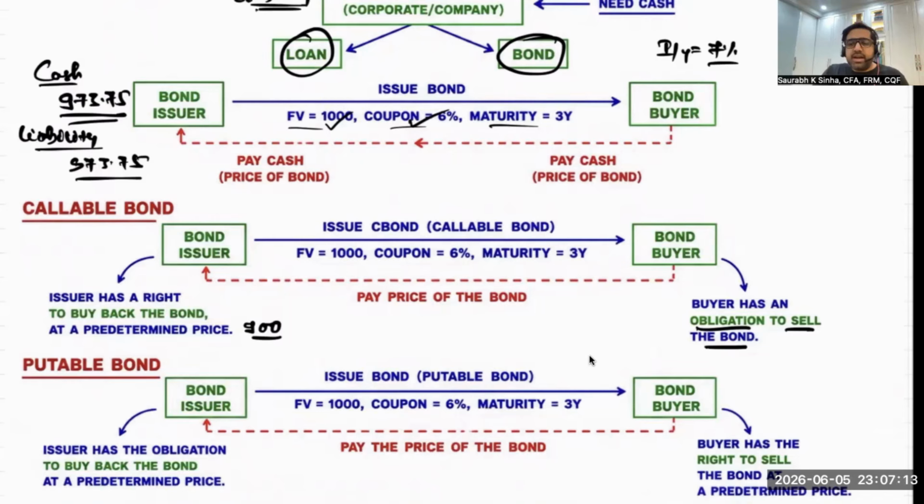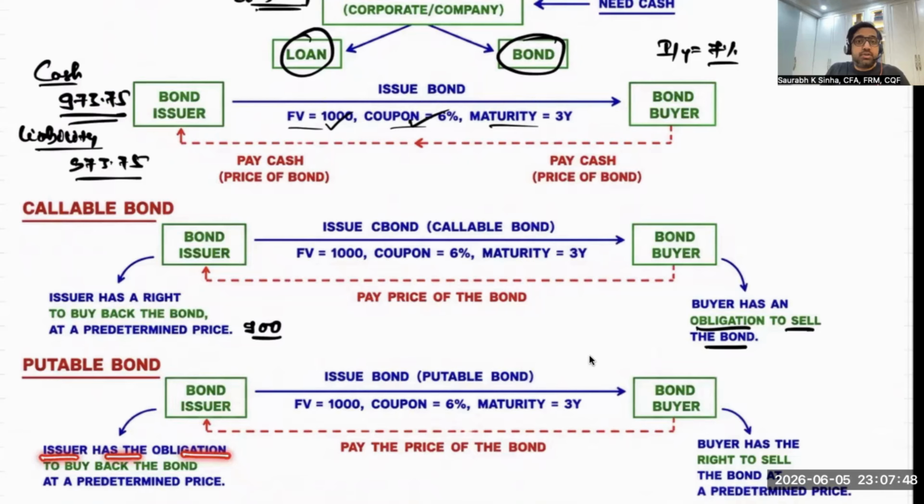I have taken identical characteristics to make you understand that the price of a normal bond would be different than the callable bond and the puttable bond for the same characteristics. And that is the reason I have taken identical characteristics. Okay. Again, the bond buyer is going to pay the price of the bond. But what is the characteristic of a puttable bond that is different than the normal bond? That is written here, that the issuer has an obligation.